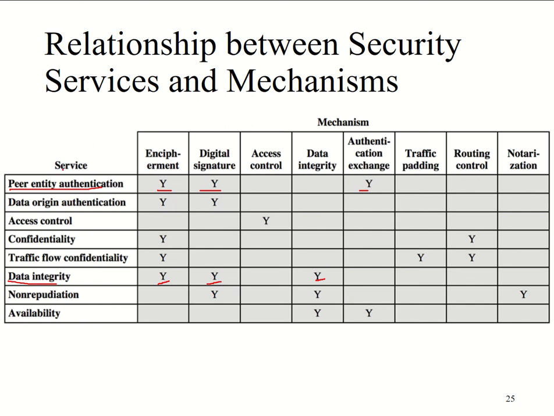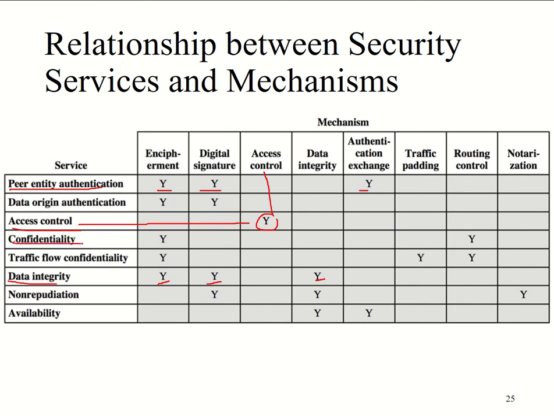You need to know which service is mapped to which mechanism. Each service is mapped to a maximum of three mechanisms. Maximum three mechanisms. You see, access control is mapped only to access control. So that's an easy one. All right. You can see confidentiality is mapped to what?